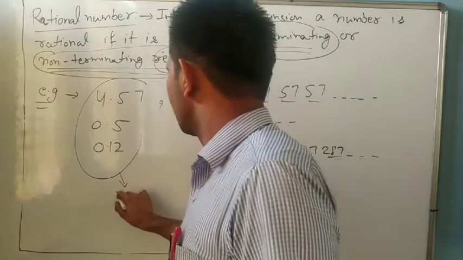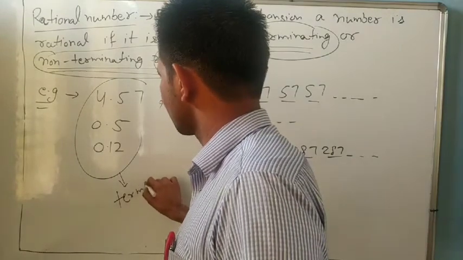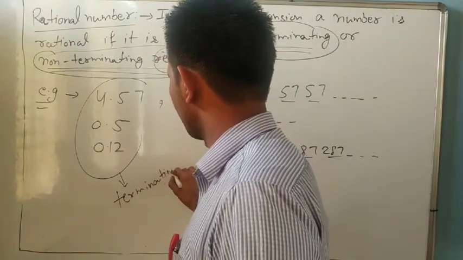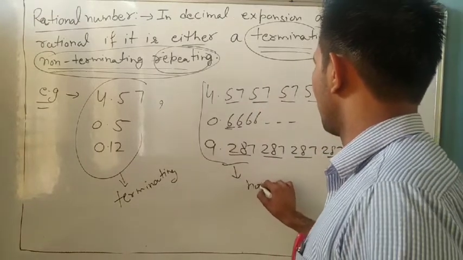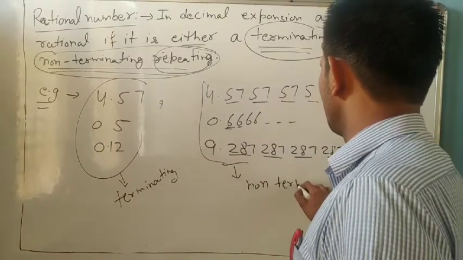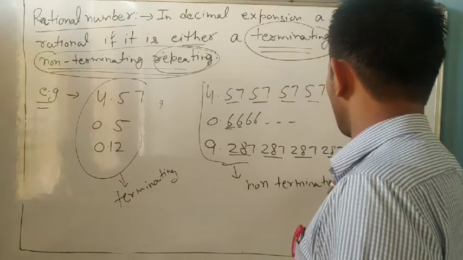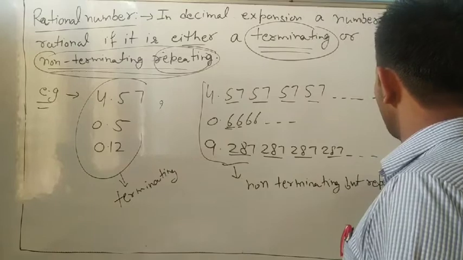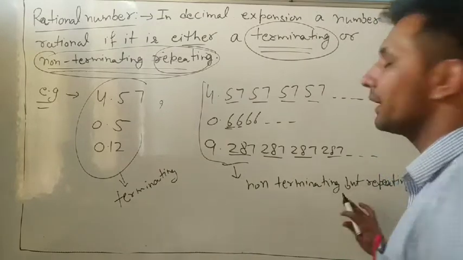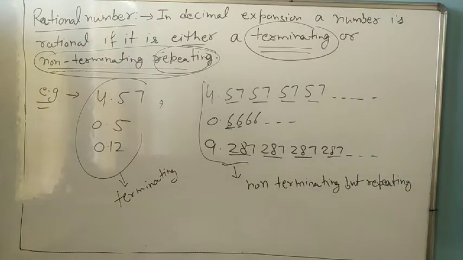These are terminating, and all these three examples are non-terminating but repeating. It means it does not terminate, but it is repeating. Okay, note it down.